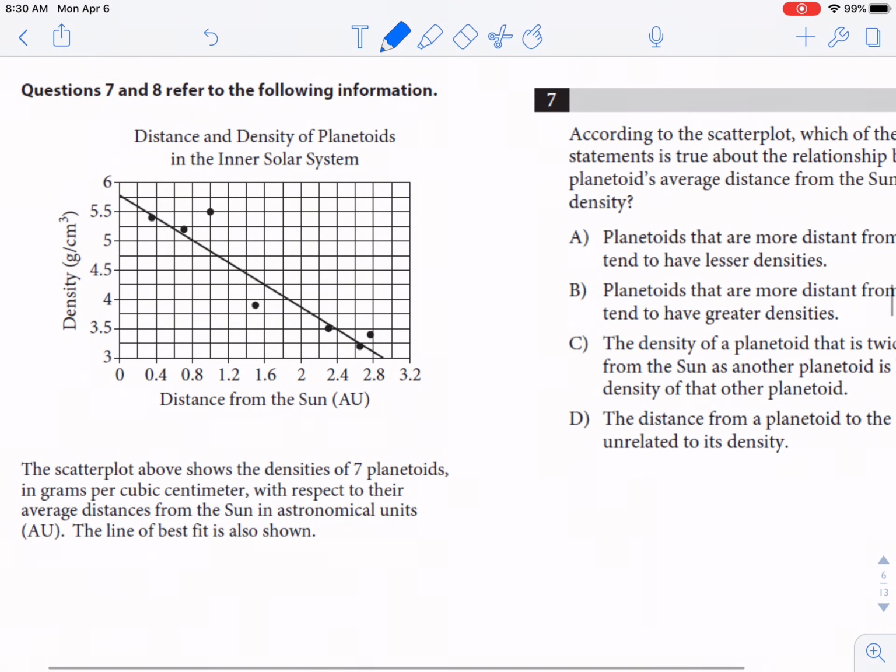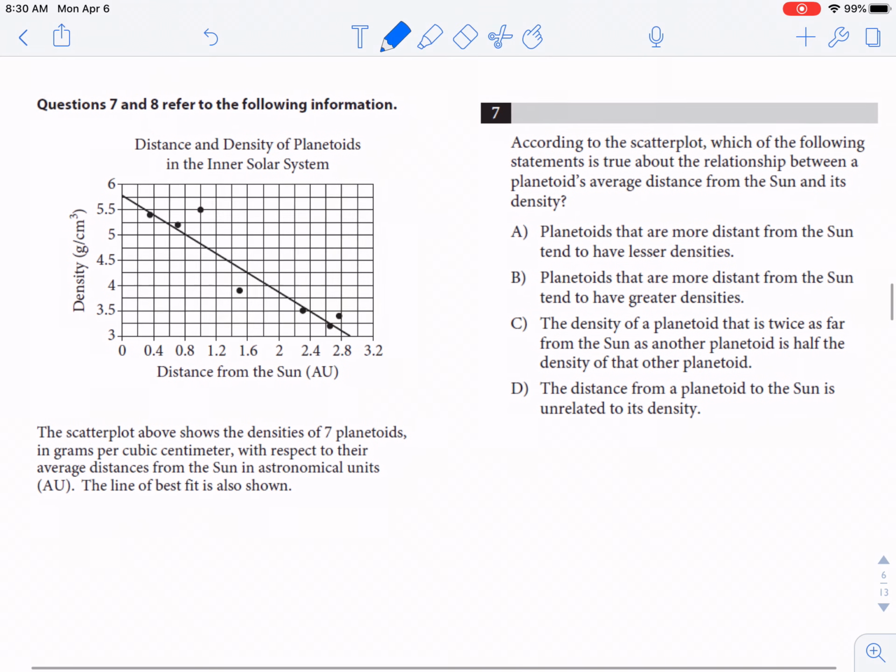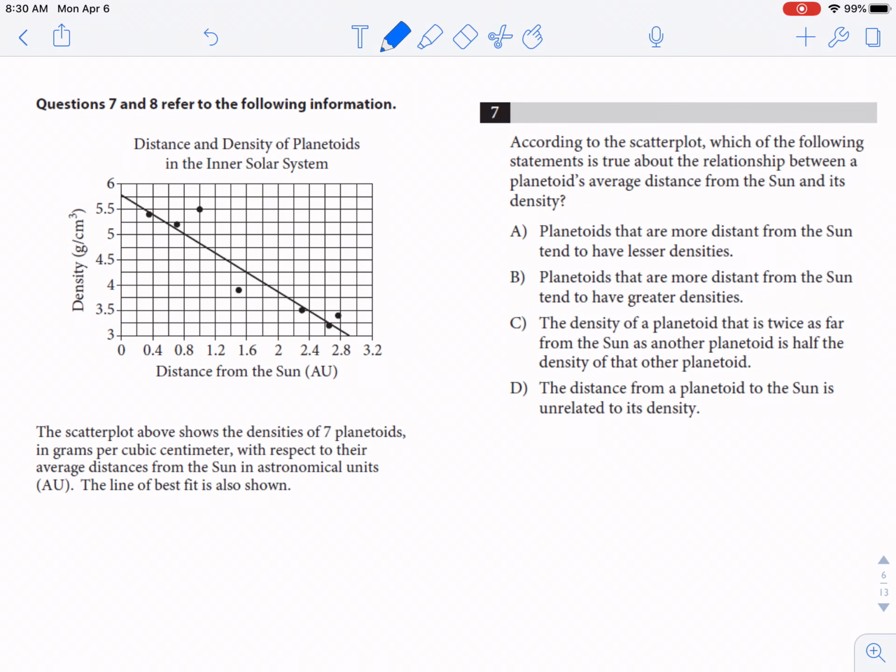All right. This one requires not a lot, but sometimes there's going to be one diagram that's left for more than one question, and that's what's happening in this one. The scatter plot above shows the densities of 7 planetoids in grams per cubic centimeter with respect to their average distances from the sun in astronomical units, the line of best fit. According to the scatter plot, which of the statements is true about the relationship between the planetoid's average distance from the sun and its density? So distance from the sun is x, density is y.